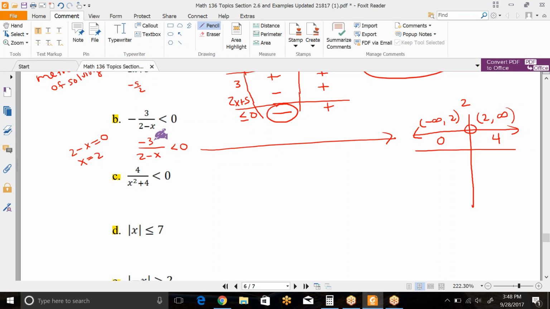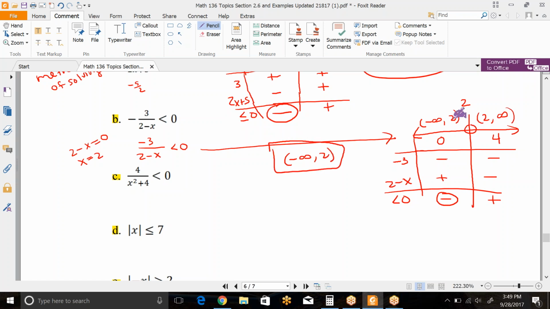Be careful. You have to include that negative 3 as part of your factors because it is affecting the sign. And then 2 minus x is my other factor. And this time we want to be less than 0. So negative 3 is always going to be negative. There's no x attached to it. 2 minus 0 would be a positive 2. 2 minus 4 would be a negative. So negative times positive is negative. Negative times negative is positive. We wanted less than 0, so it is negative infinity to 2.